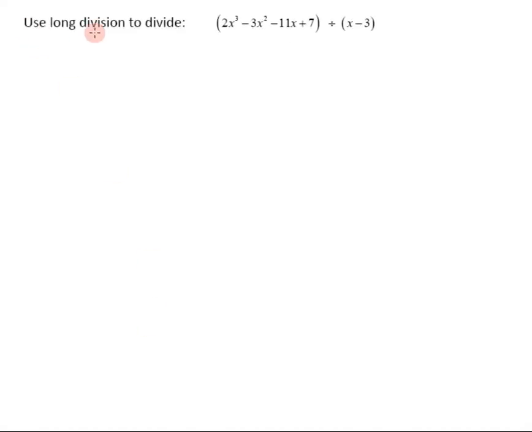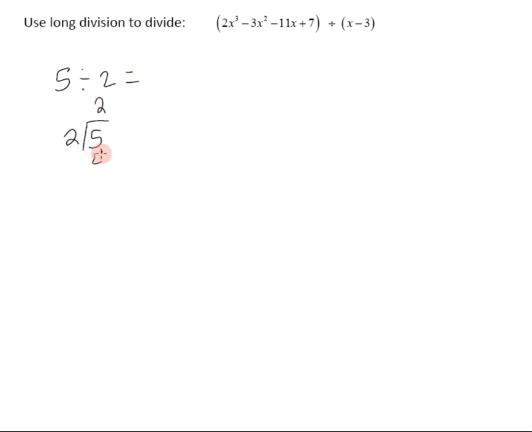Alright, what we're going to do here is use long division to divide this polynomial by x minus 3. Same thing as when you were younger in elementary school. You had, say, 5 divided by 2. We took the 5 and divided it by 2. 2 goes into 5 2 times.